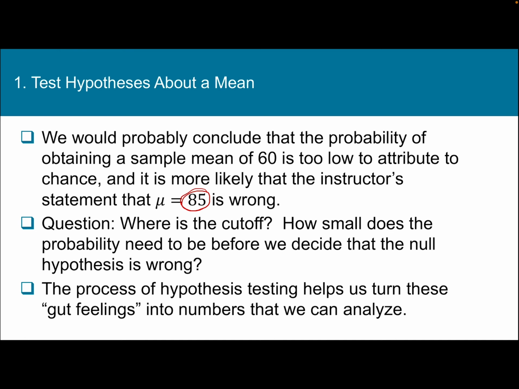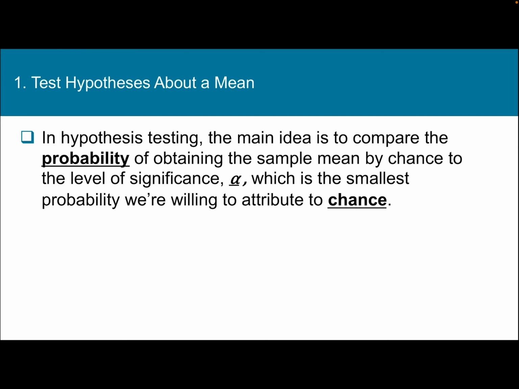So the question is, where's the cutoff? How do we know how small we can accept that probability or how large we can accept that probability? The process of hypothesis testing helps us turn our gut feelings into numbers that we can analyze. In hypothesis testing, the main idea is to compare the probability of getting a certain sample mean to a level of significance, which is the smallest probability we're willing to accept by chance. Now remember, from 10.1, alpha is our level of significance.